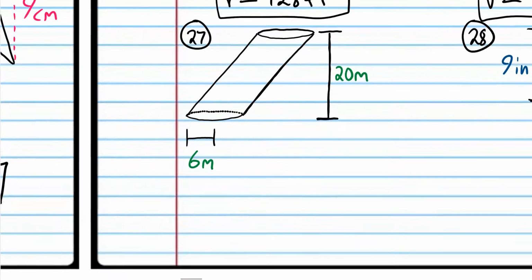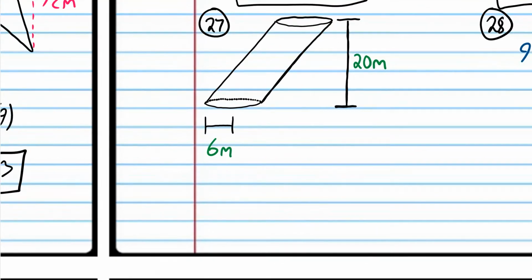So all we have to do is find the volume of the corresponding right cylinder. So volume equals pi r squared h. That's the volume of a right cylinder. And we have pi times 6 squared times 20.